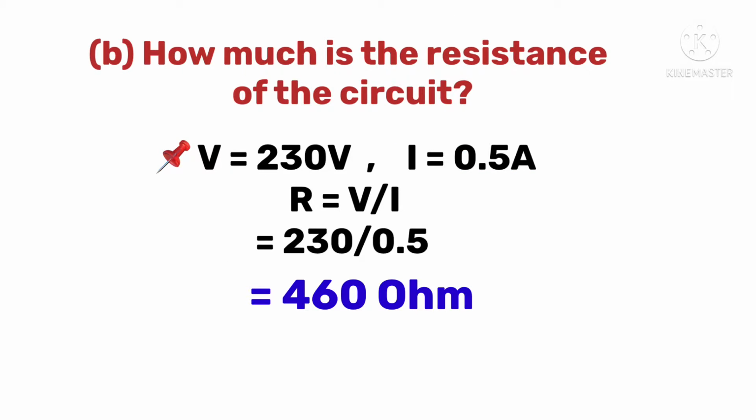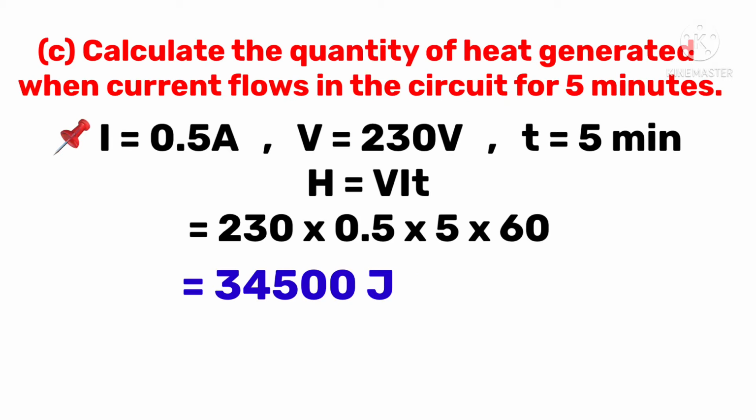B. How much is the resistance of the circuit? Here, V equal to 230 volt, I equal to 0.5 ampere and we know that R equal to V by I, which is equal to 230 divided by 0.5. So the answer will be 460 ohm. Note that ohm is the unit of resistance.